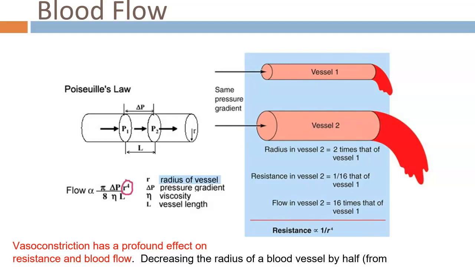So as we decrease the radius of a blood vessel, we increase the resistance by a factor of 16, which means blood flow decreases by a factor of 16. So it will be 1/16 the blood flow that would be otherwise. So this is to explain that the decrease in blood flow brought about by vasoconstriction decreases blood flow by 16 times, 4 times the size of the vasoconstriction.